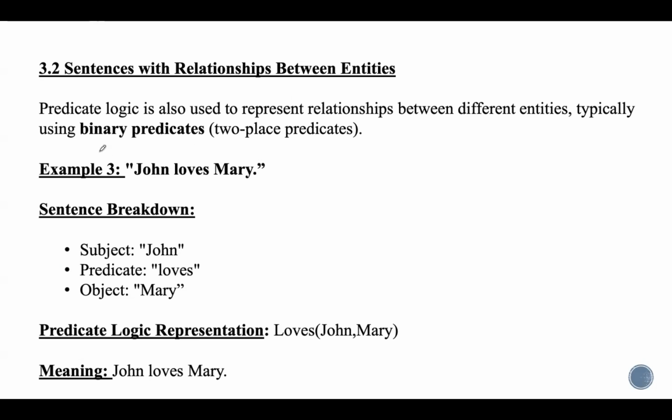So especially using binary predicates. So, if you take this example, John loves Mary, here the subject is John, the predicate is loves, and the object is Mary. So, you can represent this sentence in predicate logic as loves in brackets John, comma Mary. You can have any number of arguments, right? So, which means that John loves Mary. So, here the predicate is loves.